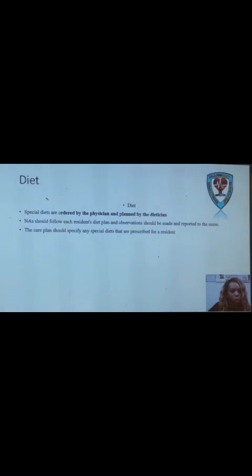Diets are ordered by the physician. Special diets are ordered by the physicians, and they are planned by the dietitian. The physicians order the diet, and the dietitian plans the diets. Nursing assistants should follow each resident's diet plan, and the observation should be made and reported to the nurse. The care plan should specify any special diets that are prescribed for a resident. That's why it's very important that we follow the care plan.